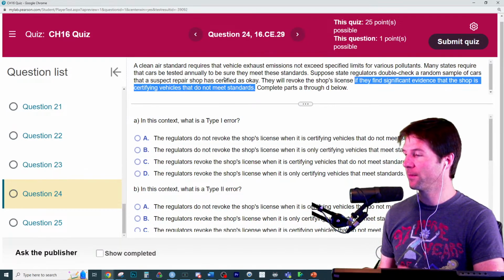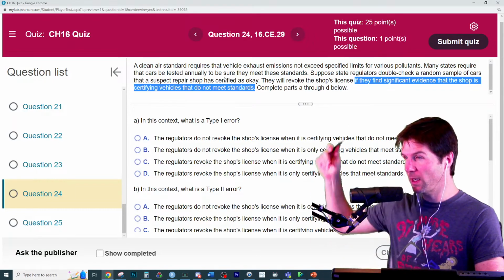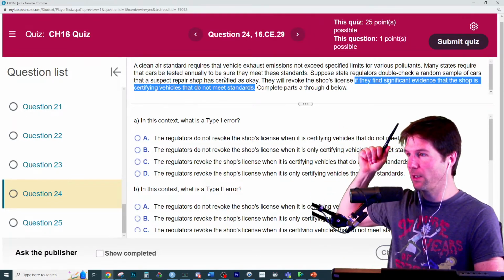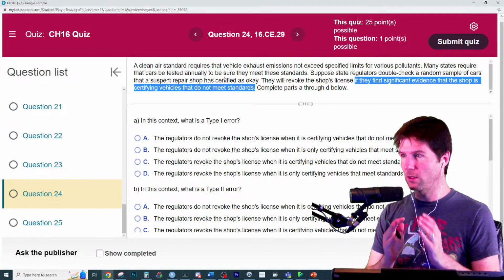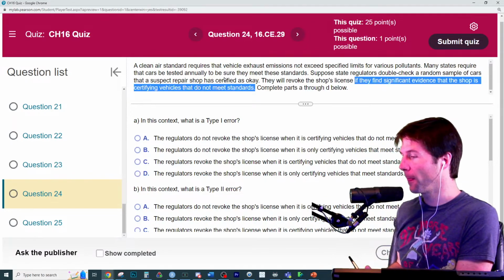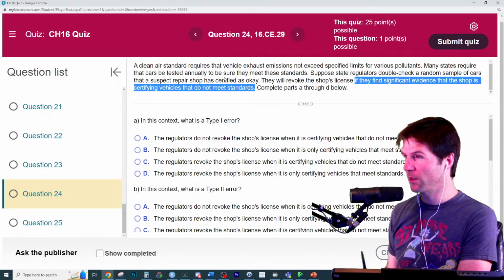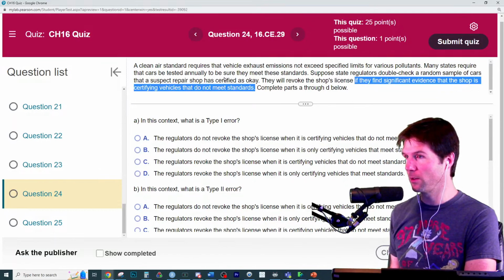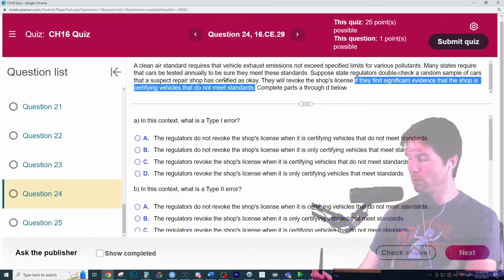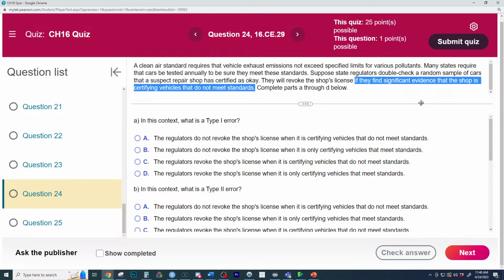Very important concept. So when they say, if they find significant evidence, I know they're saying that this is the what? Are they telling me right there that that is the null or that is the alternative? It says, if they find significant evidence that the shop is certifying vehicles that do not meet standards, they'll remove their license. So is that the null or is that the alternative right there? Because it says significant evidence, would that be the null or the alternative? We'll see if anyone gets this for 100 points.